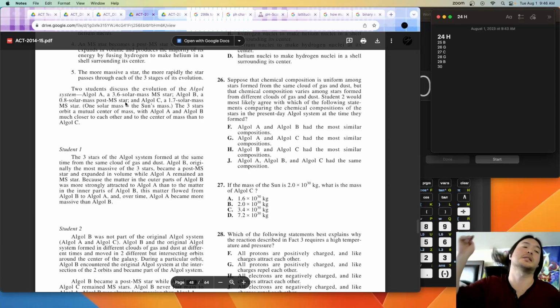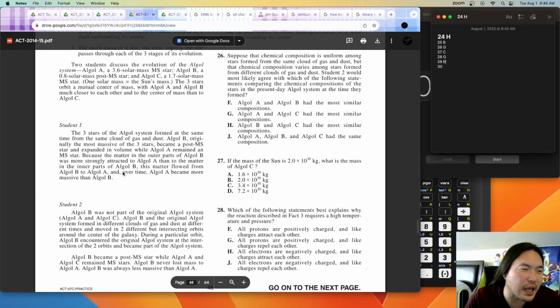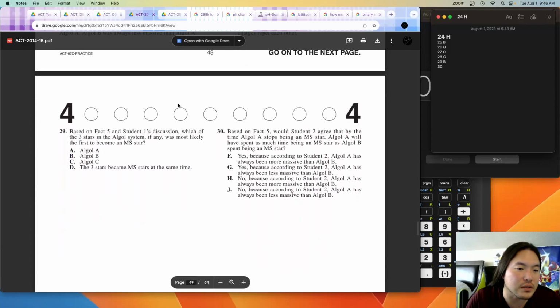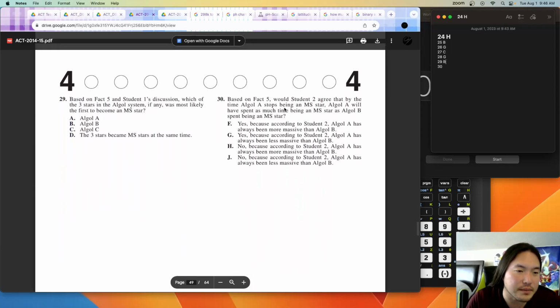I think the assumption here is that angle A was always 3.6 solar mass and angle B was always 0.8 solar mass. So student 2 thinks that angle B is just super old. But since angle A is much heavier than angle B, I think they want us to assume that angle A will have spent less time as an MS star, because larger stars go through the stages faster, right?